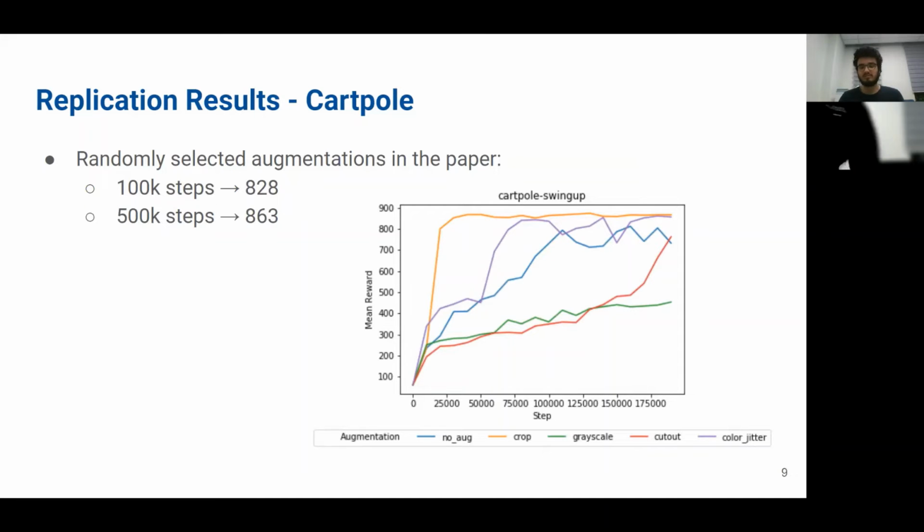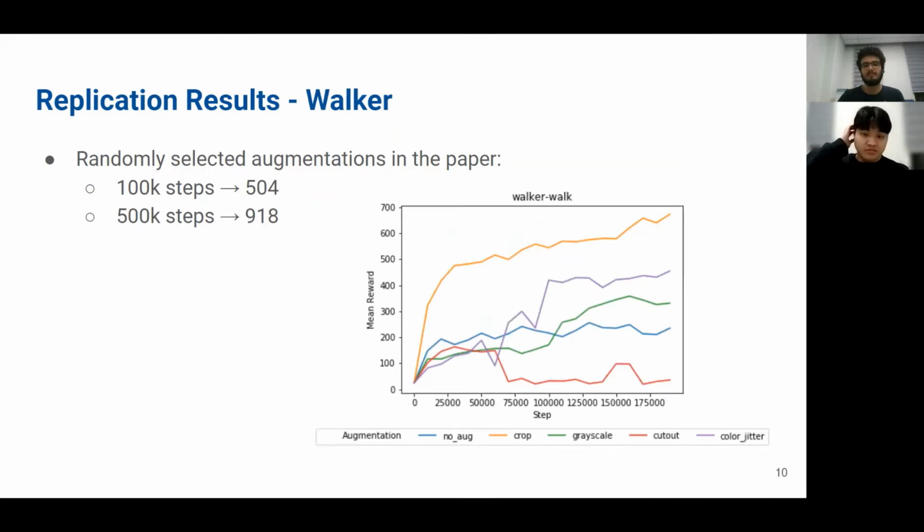These are some of our results. So what we found is that crop is actually the best augmentation in the Cartpole environment, similarly to color jitter. Our results are really similar to the paper. In the case of Walker, we found that crop is way better than all the other augmentations, and our results are even better than the ones reported in the paper.